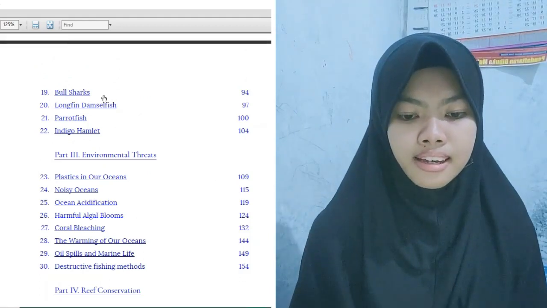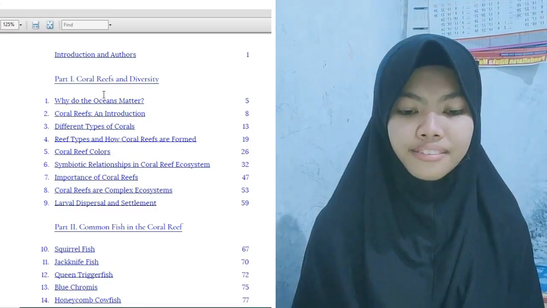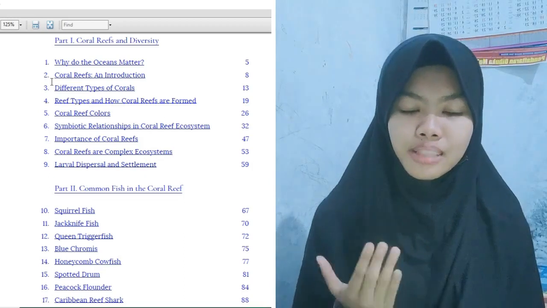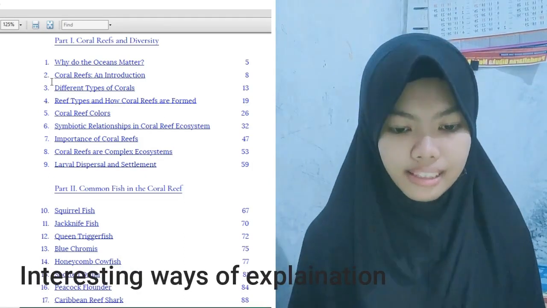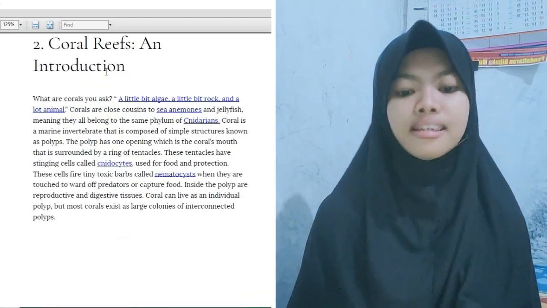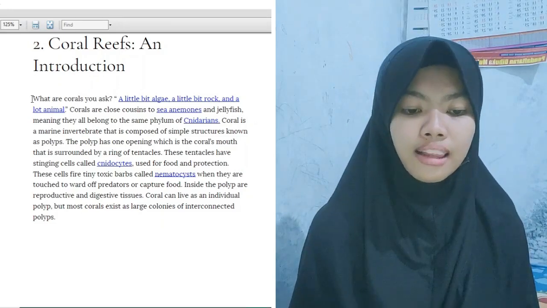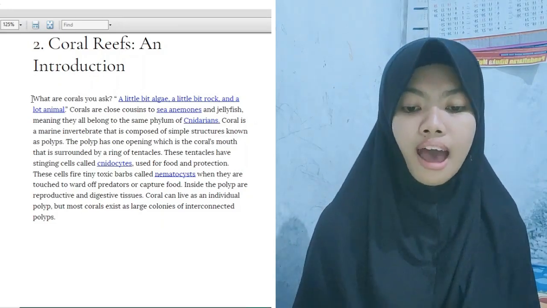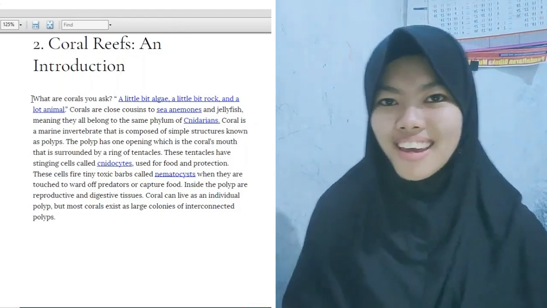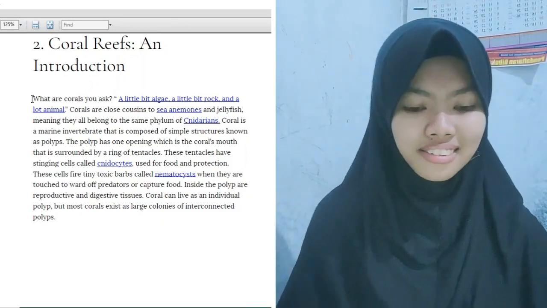Then the fourth thing that I really like about this book is that it really explains things interestingly. Okay, let's take an example like this. What are corals, you ask? A little bit algae, a little bit rock, and a lot animal. So it is a really interesting way to describe what corals are.